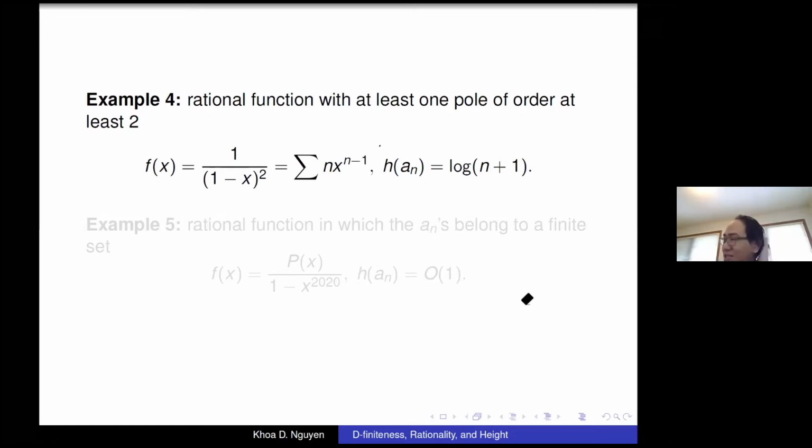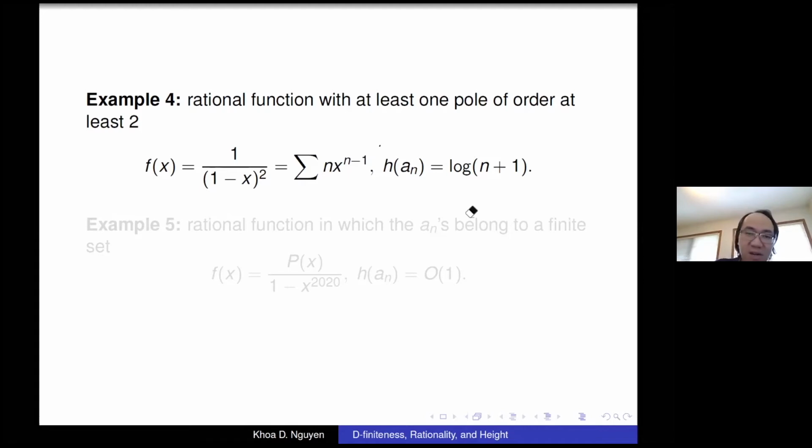So this one, the rho of the height is also more or less log n. But it's different from the previous one because, first of all, it's a rational function. The previous one was a transcendental function. This guy is rational. And you can notice that although all the poles are roots of unity, in this case 1, the order is at least 2. And so the height is around log n.